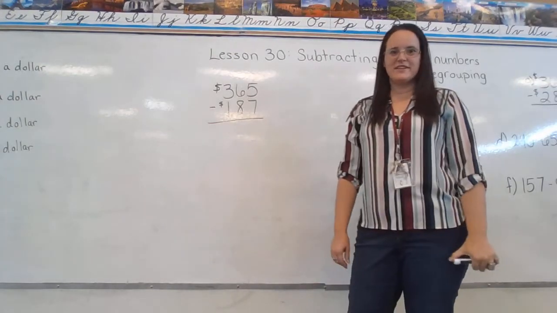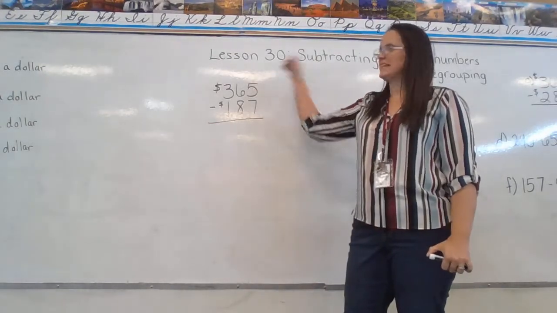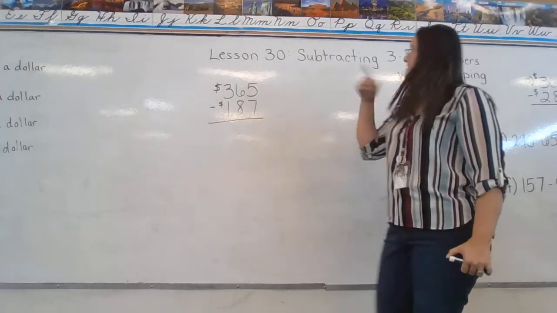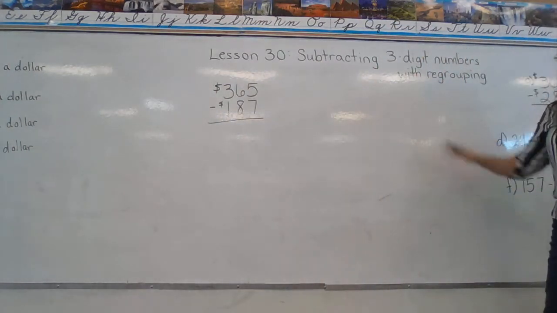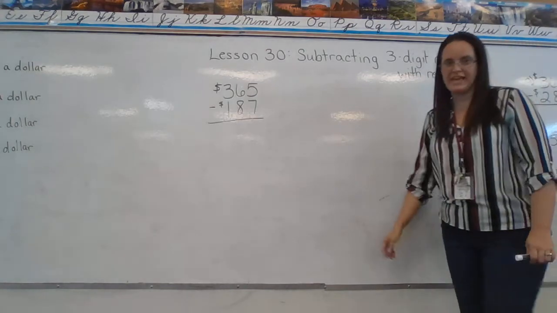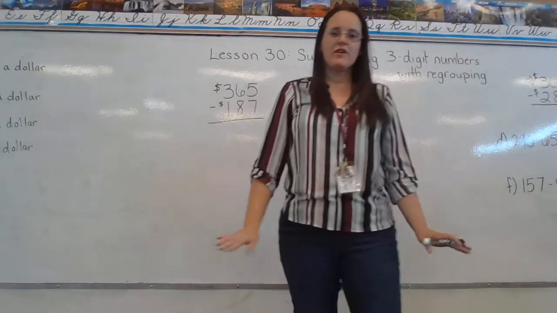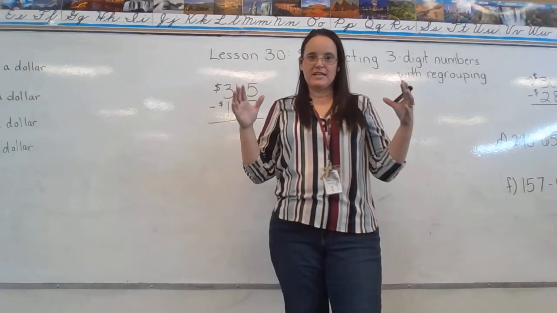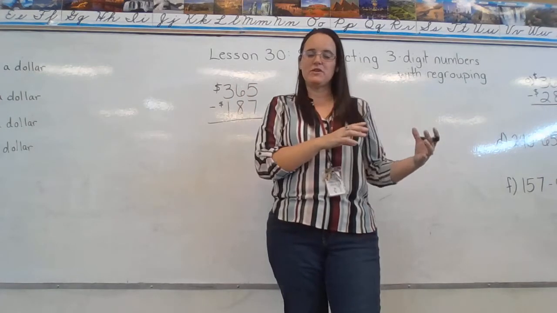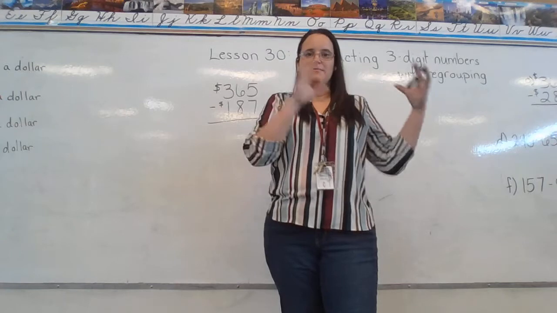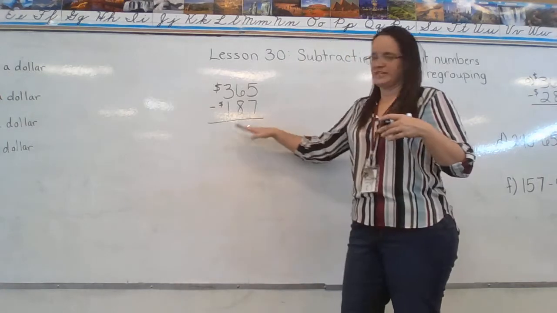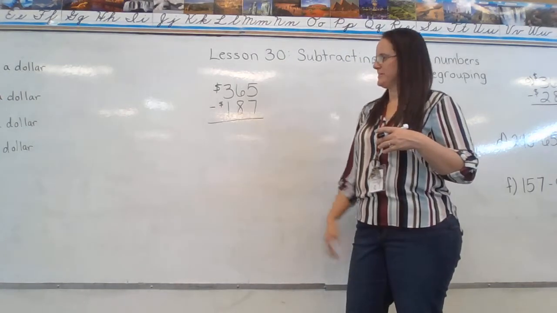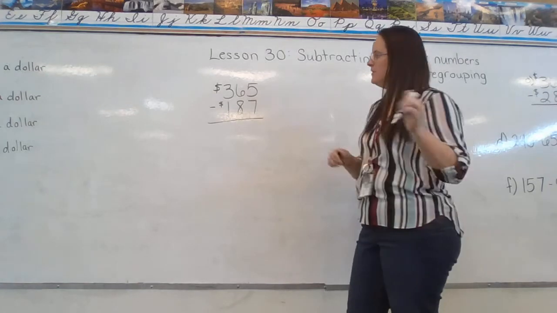Hi class, today we are on Saxon Book 4, Lesson 30, which is subtracting three-digit numbers with regrouping. So this is very much a review skill. As with most things at the beginning of the year in Saxon, they're going to take what you learned last year and build on it just a little bit more. So we're going to start with three-digit numbers. So here's our first example.